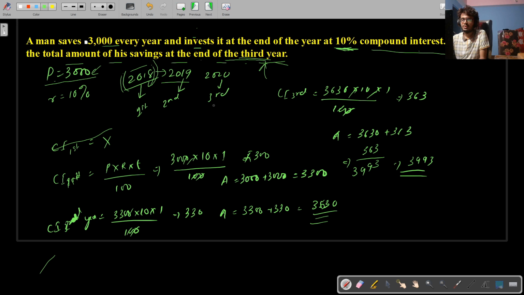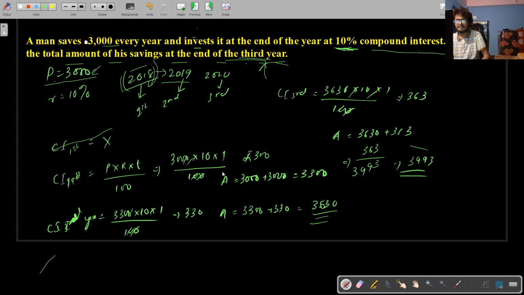What's the answer? 9,930. What? 9,000 cannot be it. I don't think it's possible to get 9,000 from this money. Which question is this? 2B number 9. So number 9 is 18,000, right?